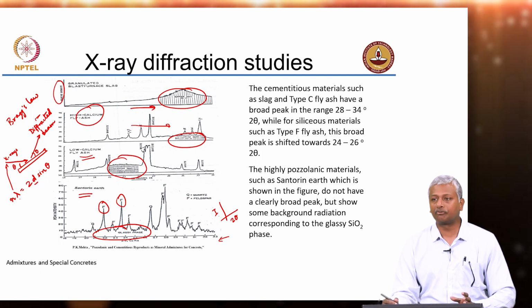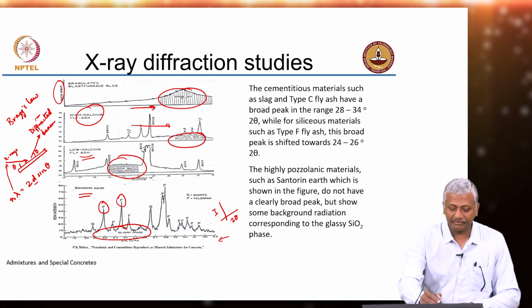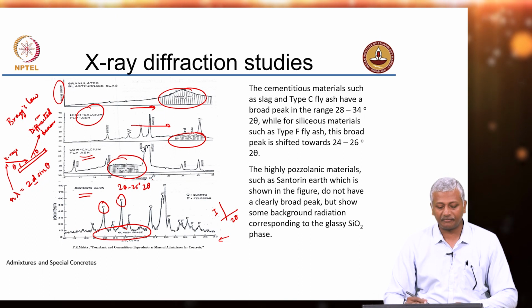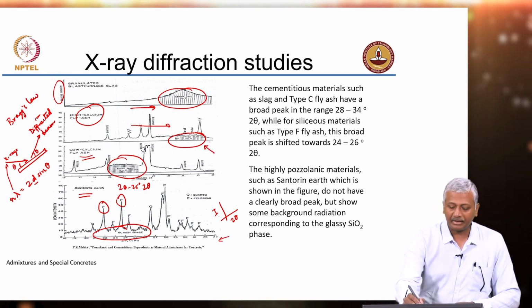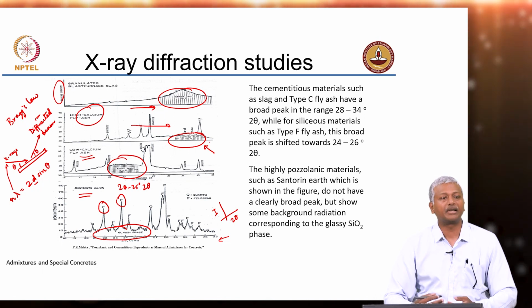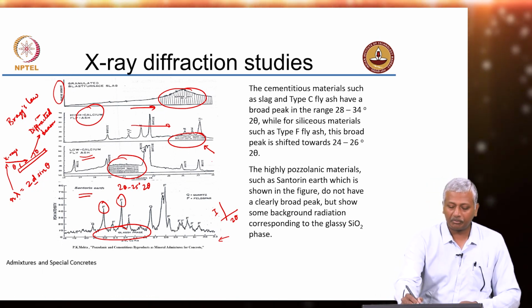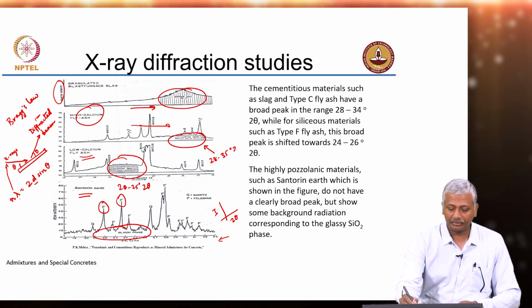So, what you have to look for is, if you have a silica rich band, it will happen somewhere around 20 to 25 degrees 2 theta. A silica rich band will usually be between 20 and 25 degrees. If you have a calcium silicate bearing system like a slag or a type C fly ash or a high calcium fly ash, you will probably see it around 28 to 35 degrees 2 theta.